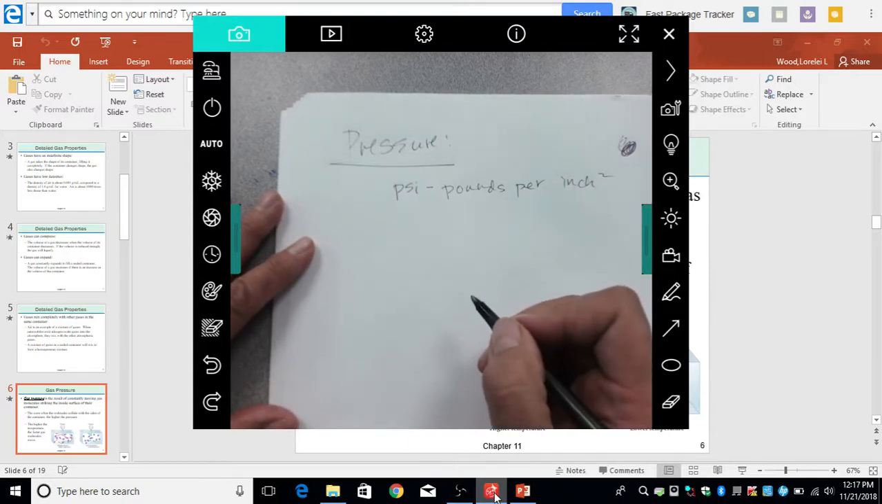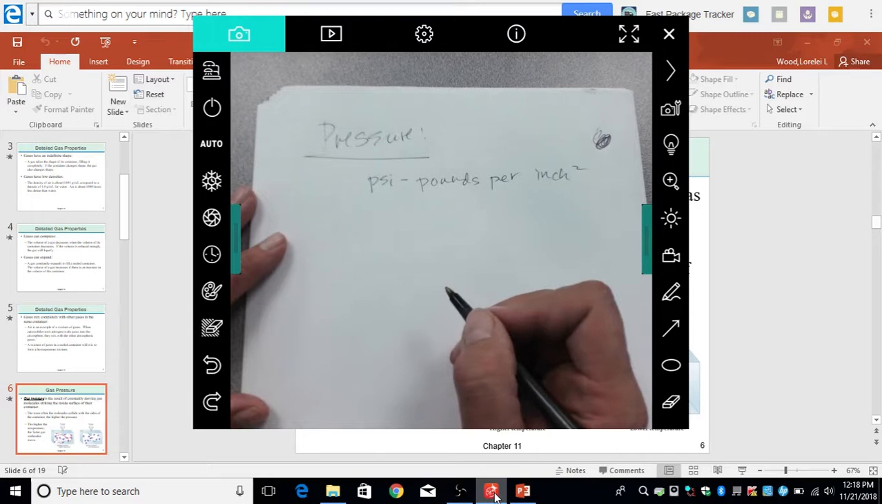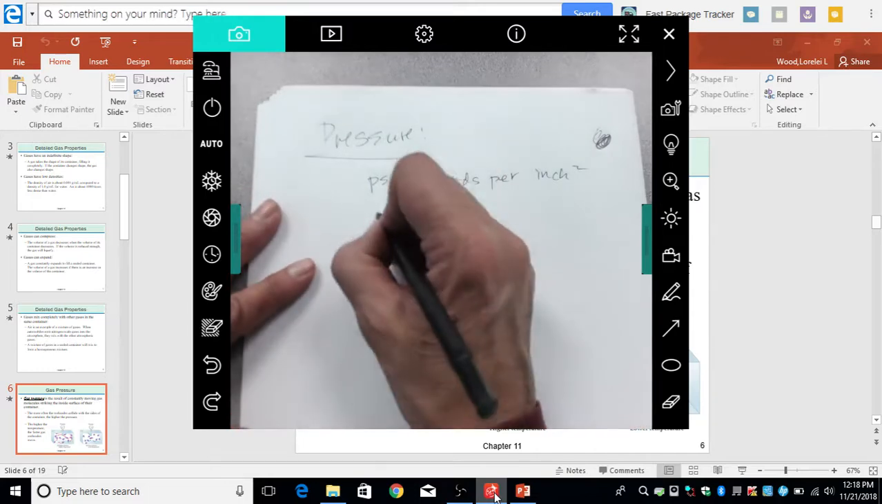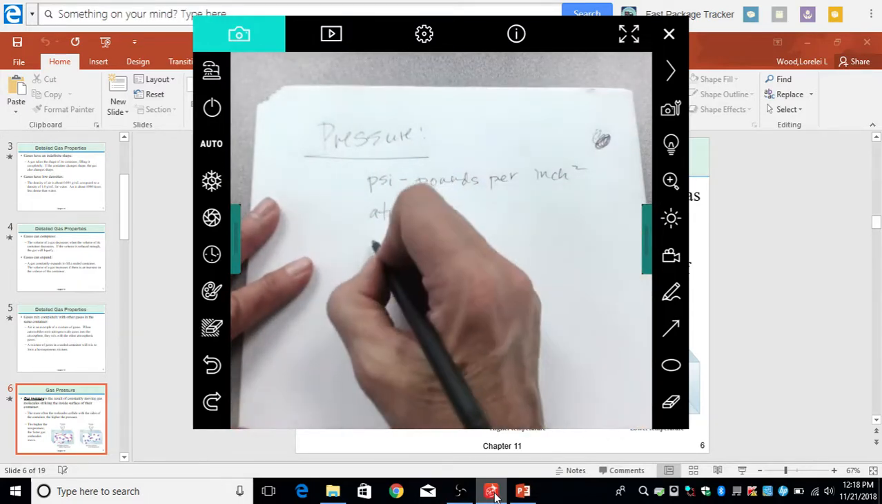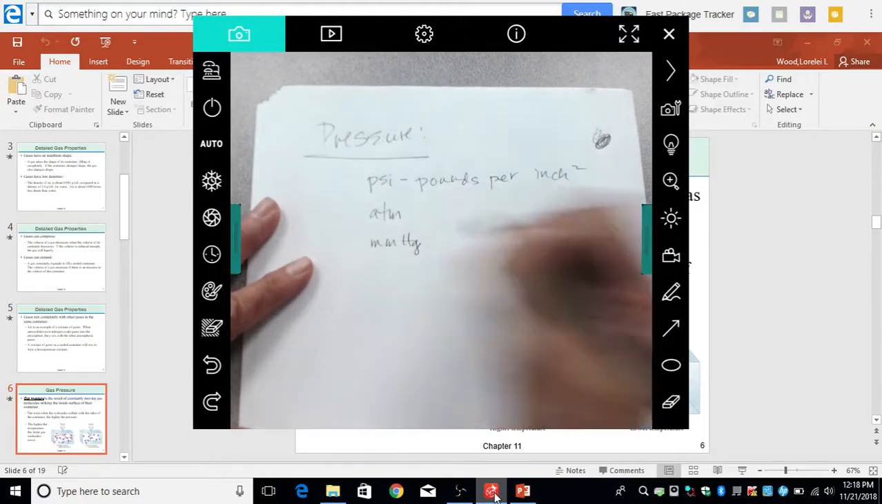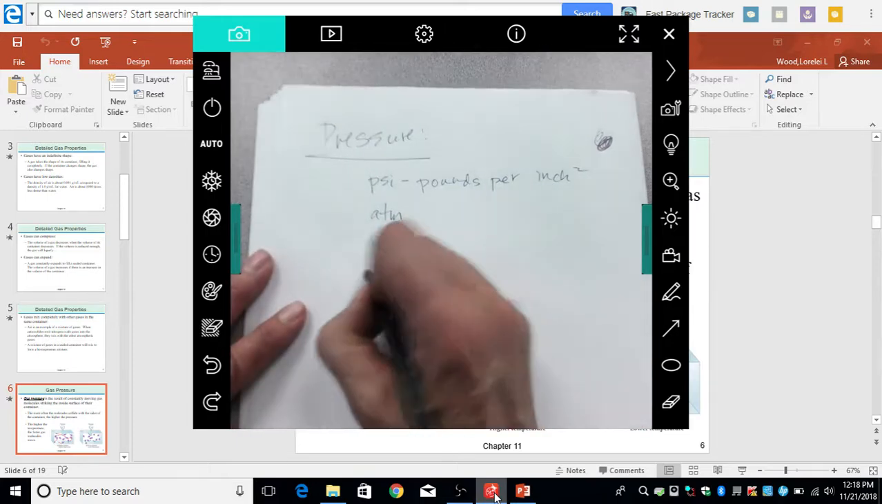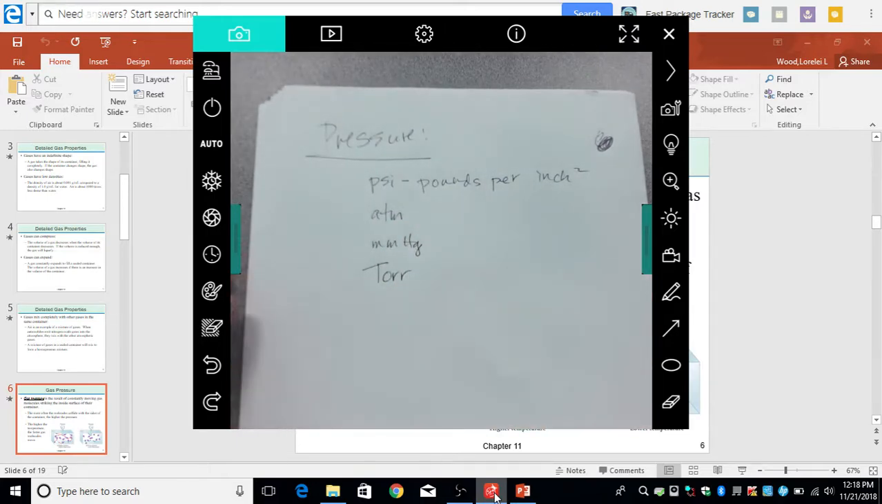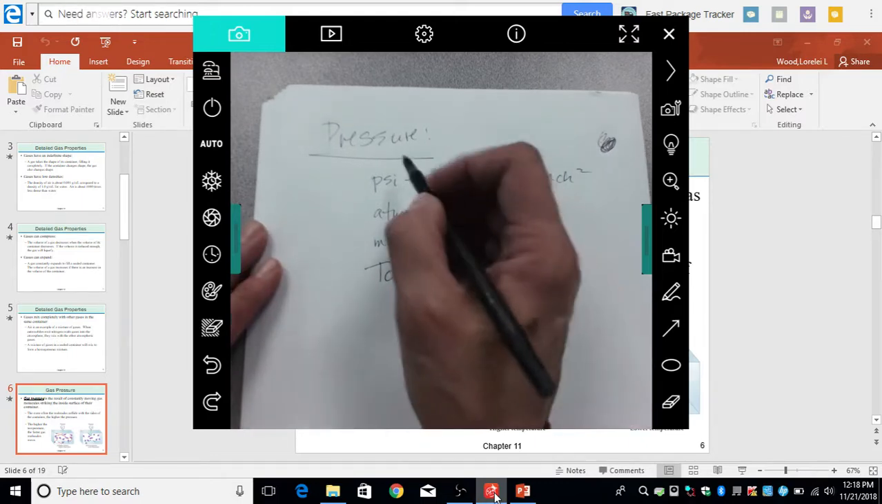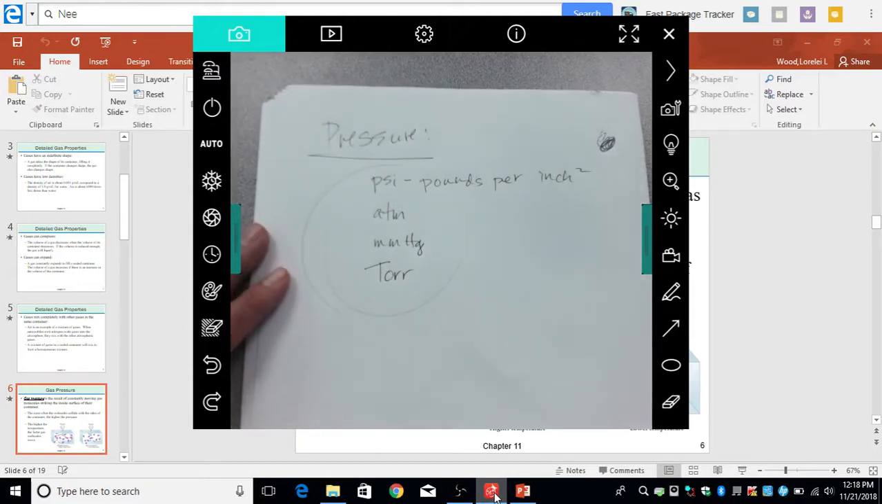What other units of pressure do we use commonly? Well, there's atmospheres. There is millimeters of mercury. Does anybody know where millimeters of mercury comes from? It's a barometer, which measures atmospheric pressure. We have torrs, named after Evangelista Torricelli, an Italian chemist who did a lot of work in gases. And G's, which they use a lot in physics. So these are mostly the units that we're going to be working with, and you're going to have to convert between them.